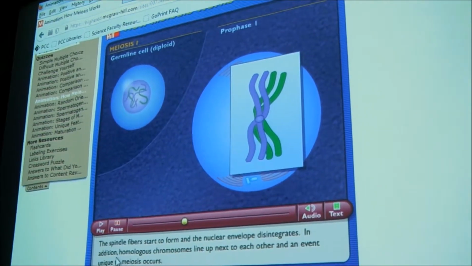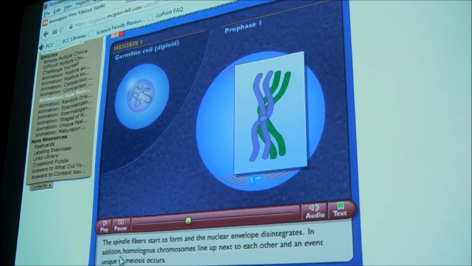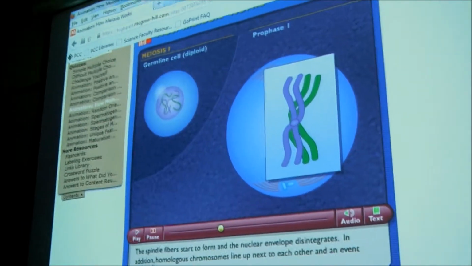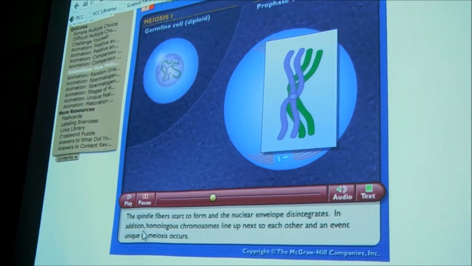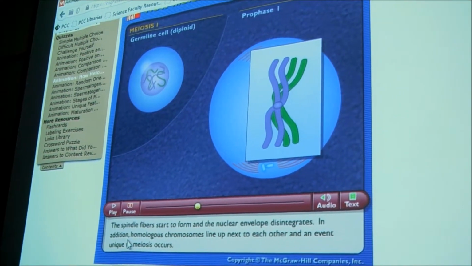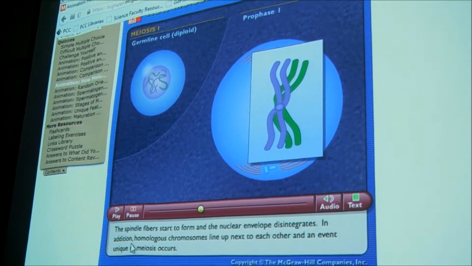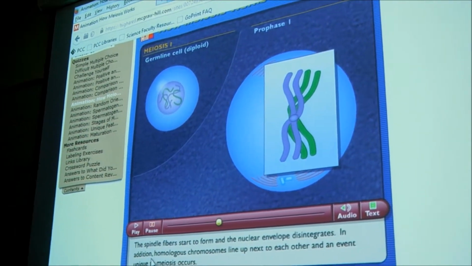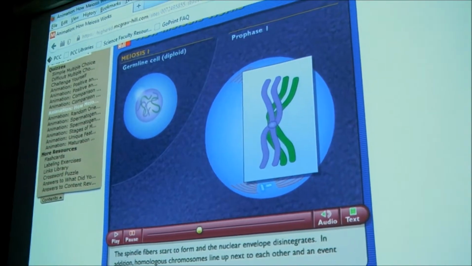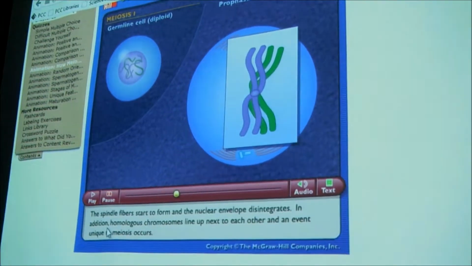You can say synapsis, which is another way to say it. Chiasma is another word you'll hear, but basically homologous chromosomes pair. Remember, homology meant you're the same. So dad's chromosome in purple and mom's chromosome in green pair up and begin to swap places. And that happens in prophase 1 of meiosis. That's a unique feature. That's homology, or homologous chromosomes pair.